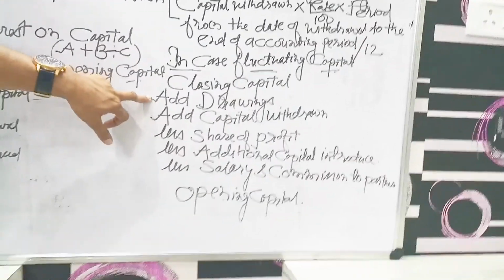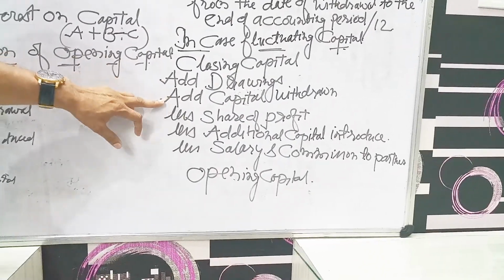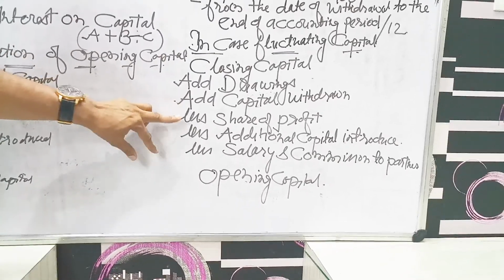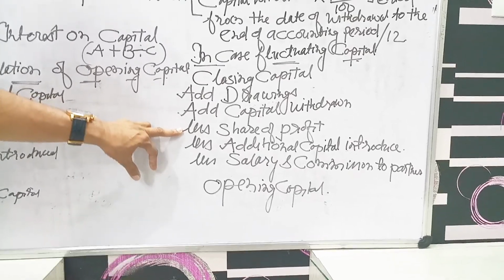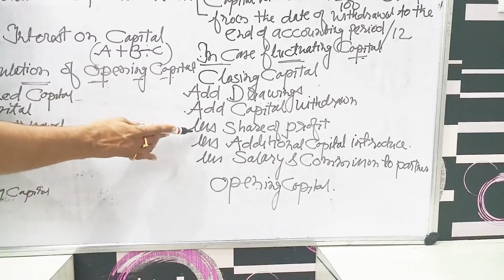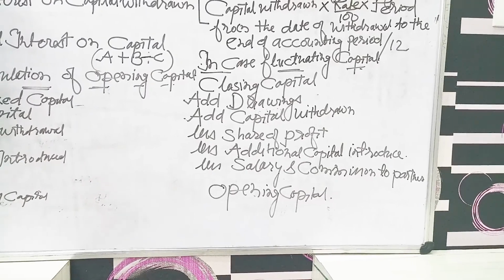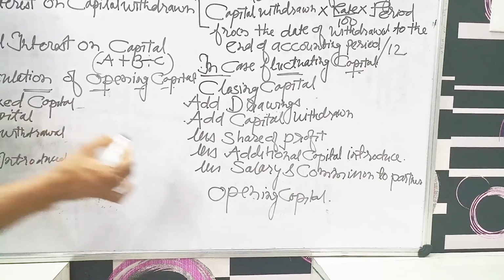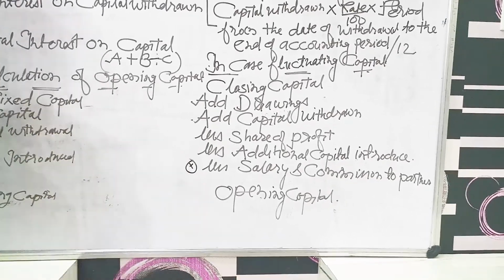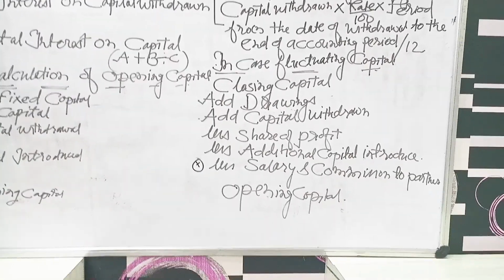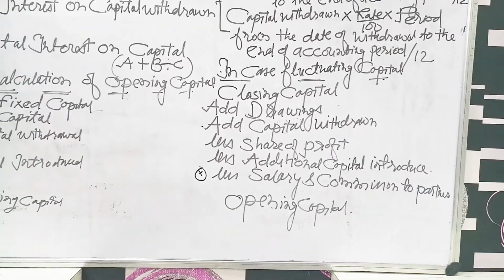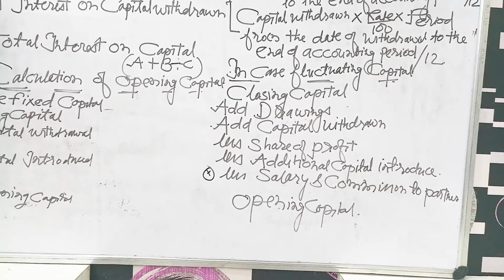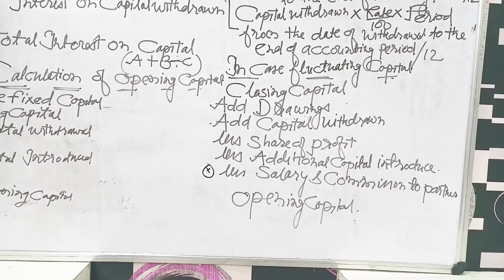We have to consider drawings and capital withdrawn permanently by the partner, and their share of profit. उनका जो profit है उस profit को we have to reduce, deduct, less any additional capital introduced by the partner, and this point is not given in any text. But this point we have to consider in some specific cases. If salary and commission given to the partner is considered, it should also be deducted for the purpose of opening capital.